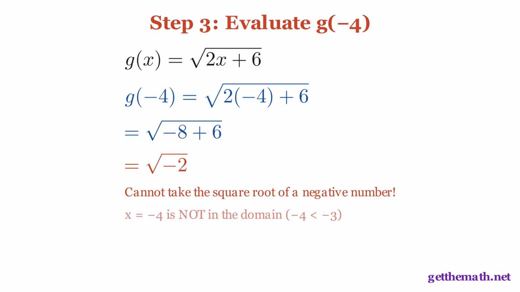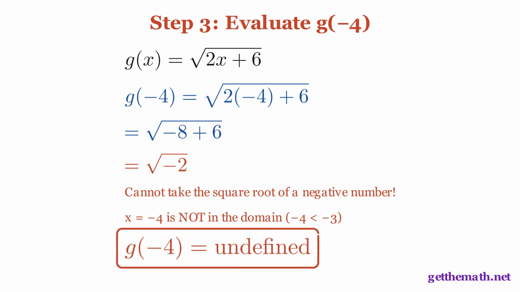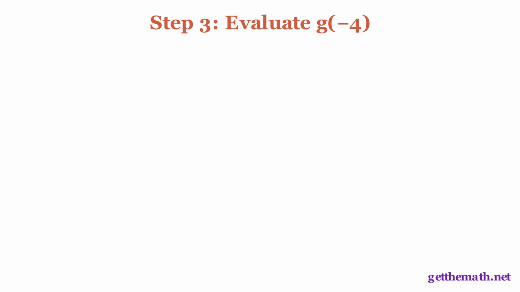G of negative 4 equals the square root of 2 times negative 4 plus 6. Inside the radical, negative 8 plus 6 equals negative 2. We would need the square root of negative 2. We cannot take the square root of a negative number. Therefore, g of negative 4 is undefined.